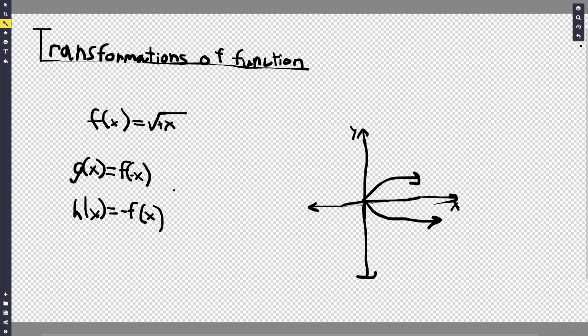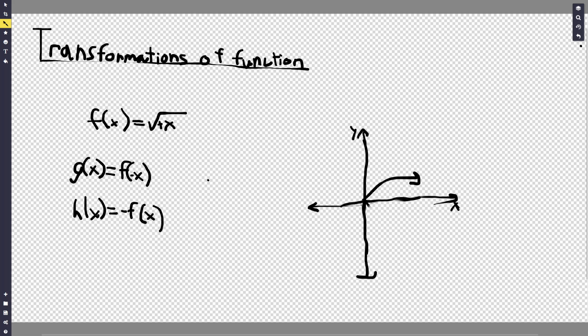Because for our g of x, if we plugged in -16, that is equal to f of +16. So it's going to be the square root of 16, which is equal to 4, right? But for h of x, if we had h of 16, instead of flipping the input to make it -16, we make the output negative. So that results in 4 times -1, which is -4. So we just flipped it across the x-axis.